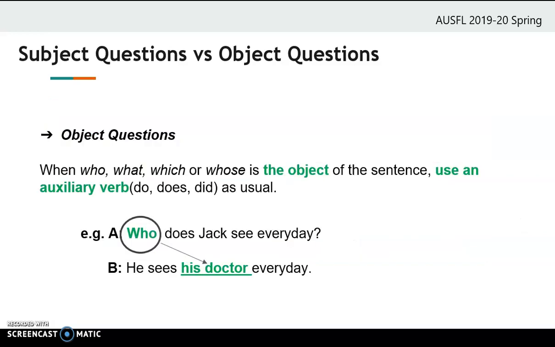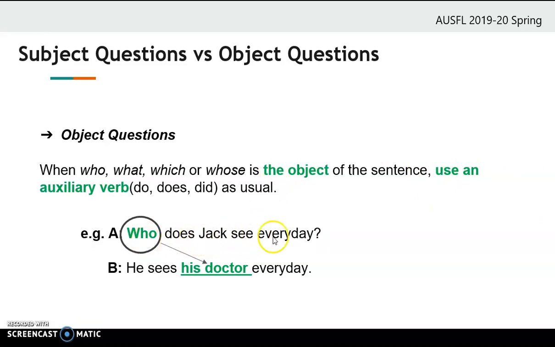As you studied object questions in Unit 1, in this lesson we will just see an example. When who, what, which or whose is the object of the sentence, use an auxiliary verb as usual. As you remember, in an object question, the auxiliary verb comes before the subject. Let's see the example below.